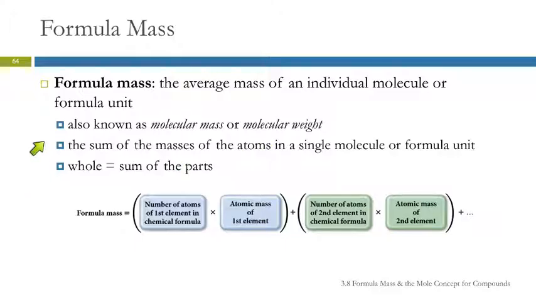And to find the mass of a formula, you just add up the masses of the atoms that are in the formula. Okay? It's like if you had a box with 3 apples and 4 oranges, and you wanted to know how much the fruit weighed. Well, you would just add up the mass of the apples and oranges. The whole is the sum of the parts.